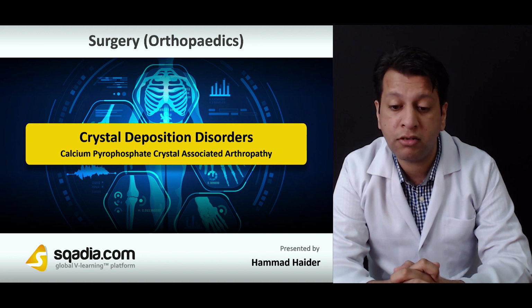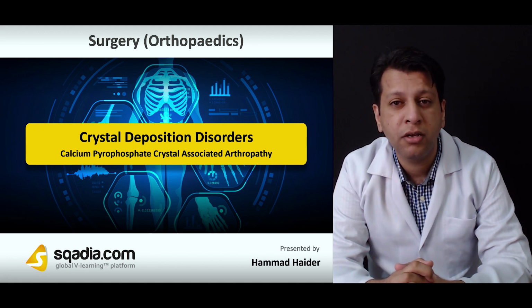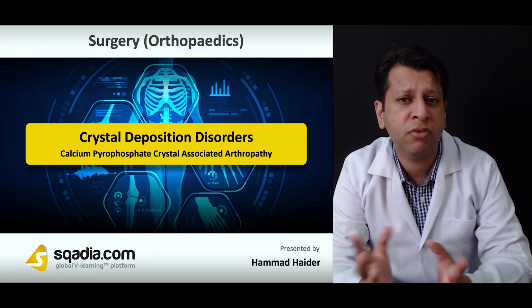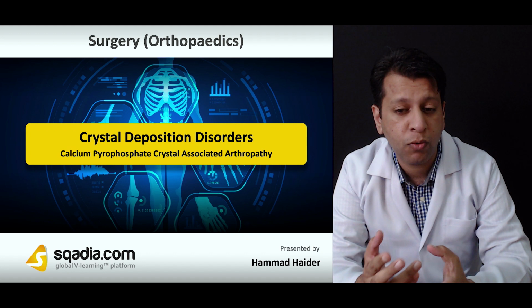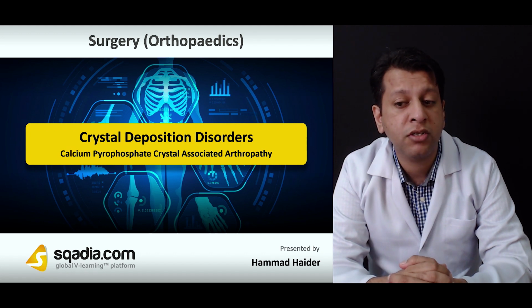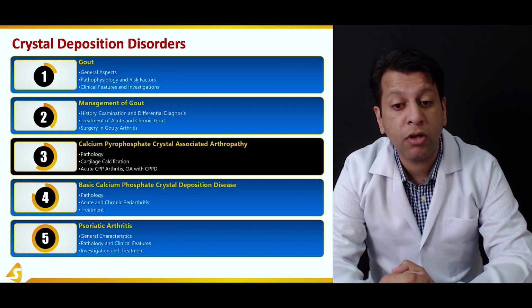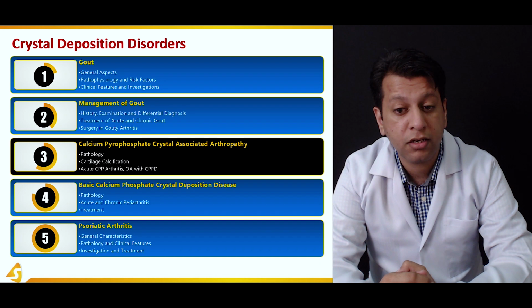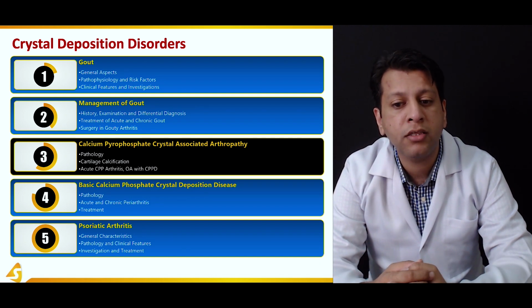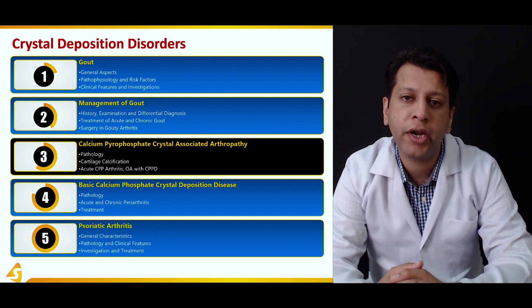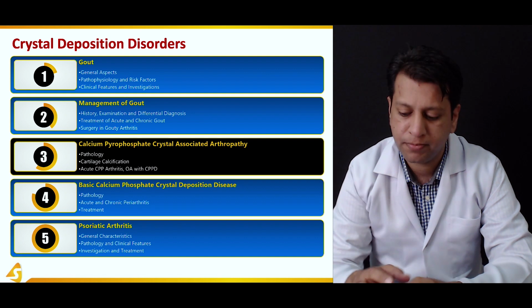Coming to our topic, crystalline deposition disorders, there is a lot of discussion regarding a decreased amount of calcium in our body, and you have seen it on the news as well. But have you ever wondered what happens when there is an increased deposition of calcium or any calcium salt? Well, calcium pyrophosphate crystal associated arthropathy can occur in our body. In this, we'll be going through the pathology, cartilage calcification, how acute CPP arthritis occurs, and what is actually associated, a complicated form with osteoarthritis.